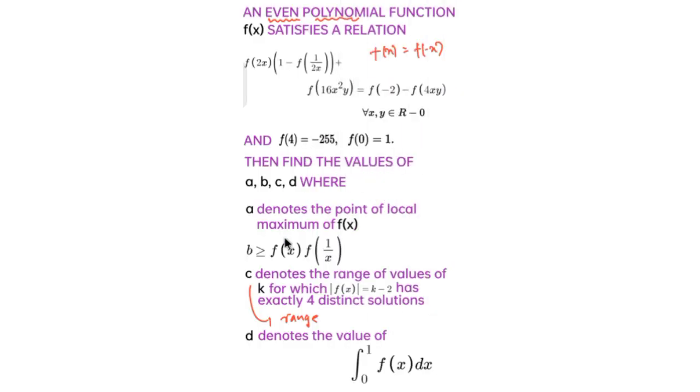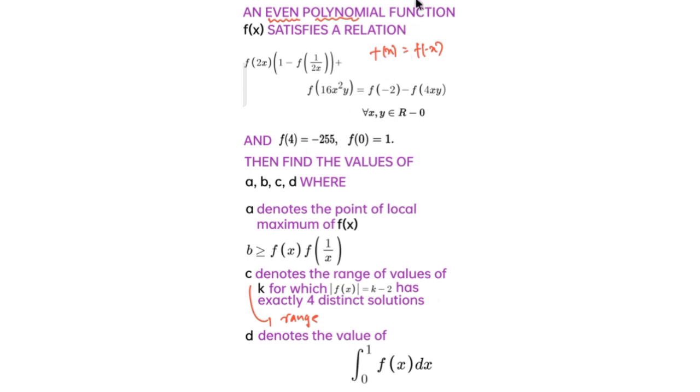Now all the properties will be very easy, we just need to find the properties. So the very first part is, a denotes the point of local maximum of f of x. So we have found what could be the f of x value, but we have not come to the actual f of x. See here, we have the f of 4 and f of 0 values. So we need to make sure we find a suitable function which can satisfy this.